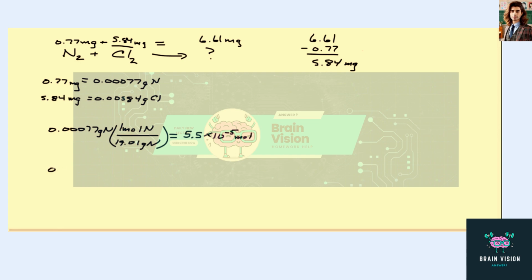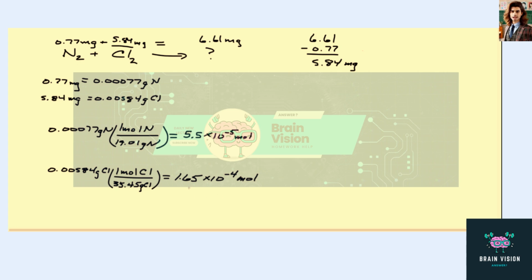And if we do the same thing for our chlorine, the molar mass of chlorine is 35.45 grams. And when we do the math there, we get a total of, to three significant figures, 1.65 times 10 to the minus 4 moles of chlorine.